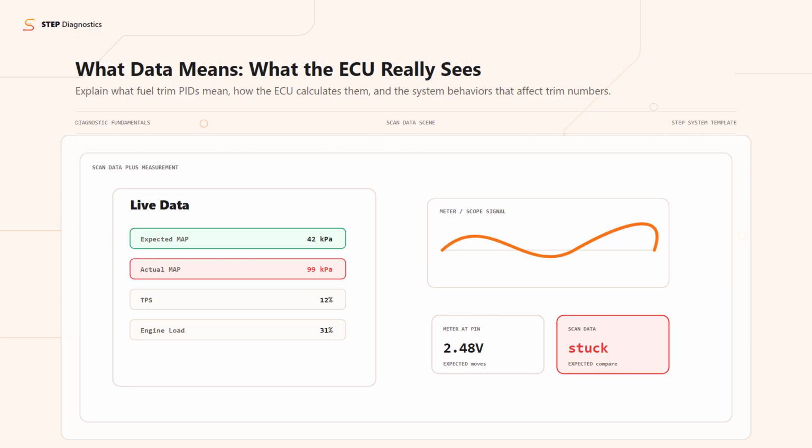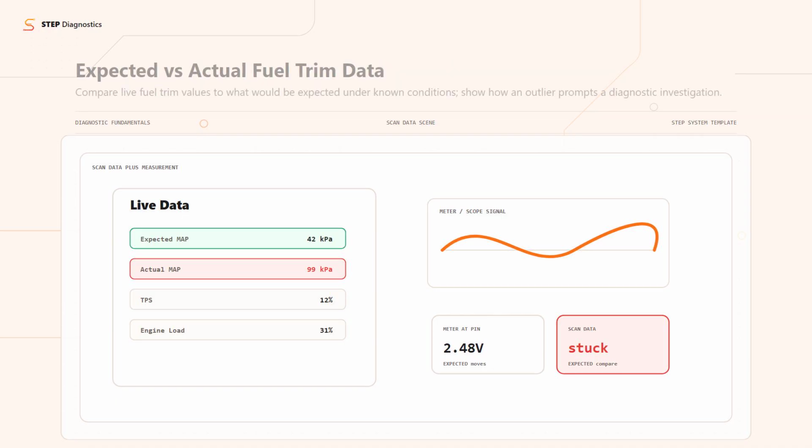Before a fault, these values follow predictable patterns as conditions change. To turn scan numbers into proof, always match the observed fuel trim to the engine's true state. For example, positive trims during a vacuum leak are expected. But if both upstream O2 sensors read lean with a normal MAF signal, something doesn't add up. You need to look deeper.